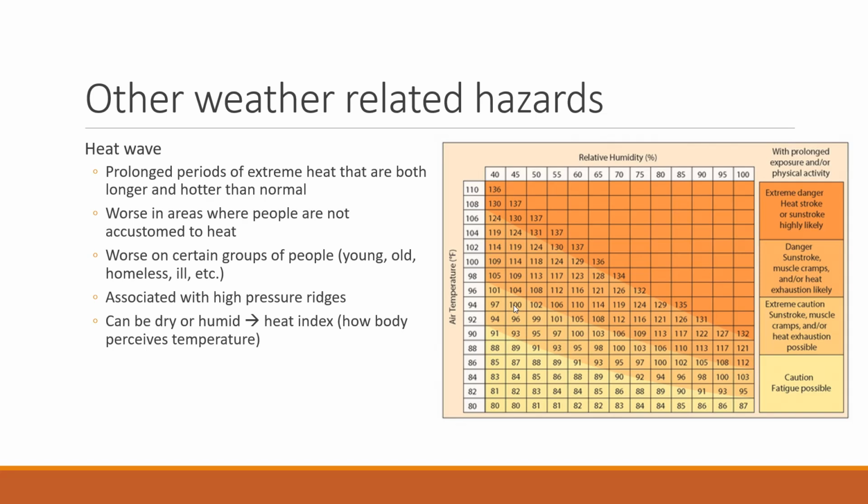Heat waves are always going to be more impactful on certain groups of people: young people, old people, homeless, ill people. This is going to be true of any sort of weather phenomenon. These are associated with high pressure ridges. So they can either be dry or humid, and this is where heat index comes in. Dry heat is always much better than humid heat because your body reacts differently to heat depending on what the humidity is, and that's what the heat index is. The heat index is how your body perceives temperature.